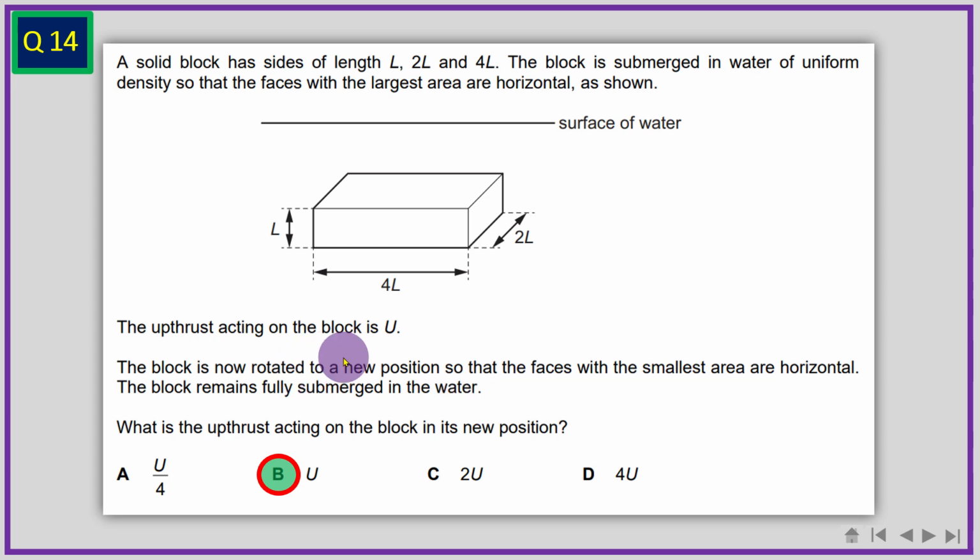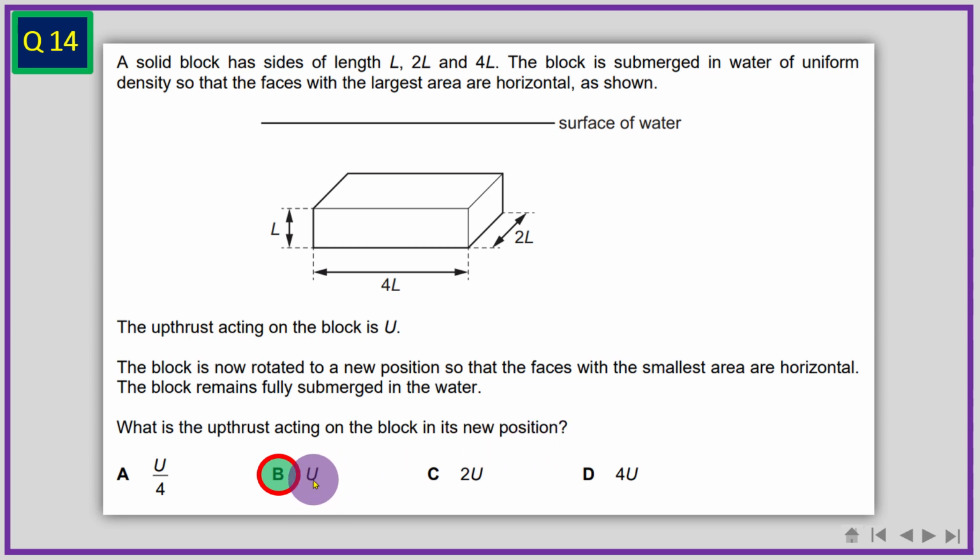So nothing happens to the upthrust. The upthrust remains the same, because upthrust is equal to the weight of the fluid which is displaced. Since the volume of the fluid displaced does not change, it means the upthrust remains constant. What is the upthrust acting on the block in this new position? It will simply be U.